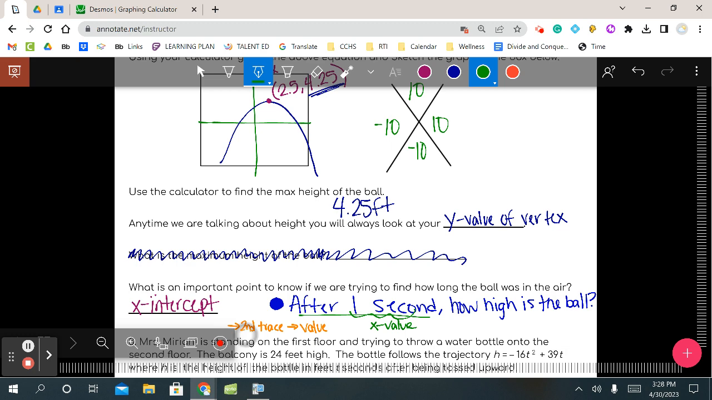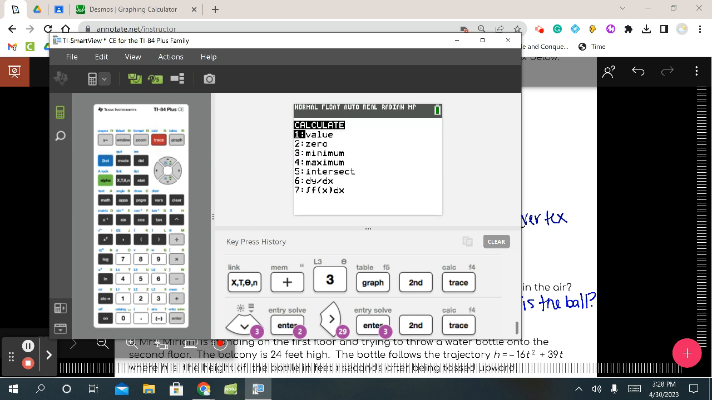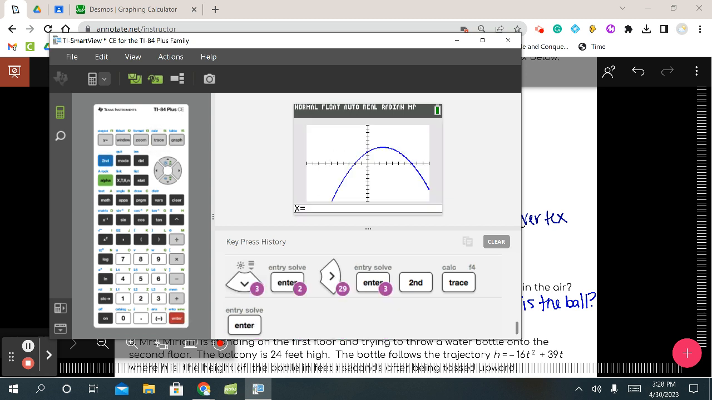So I kind of put it right here. It says second trace and then value. In your calculator, you're going to hit second trace, value number 1, and press enter. We want that x value to be 1 because it says after 1 second. So I'm going to press enter and 1, and it's going to give me exactly what that y value is at 1 second.